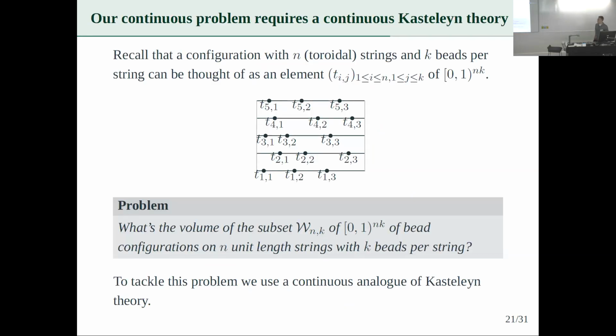So we come back to our problem. Of course, this problem is continuous. The beads take continuous positions along their strings. And in order to tackle this problem using Cascalin theory, we need a continuous analog of Cascalin theory.